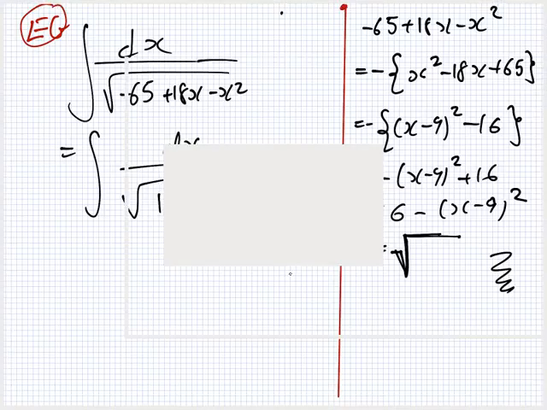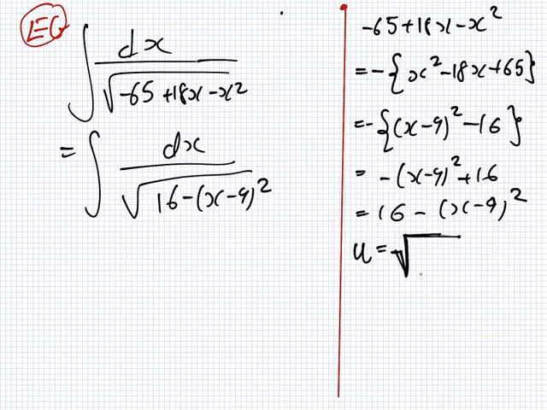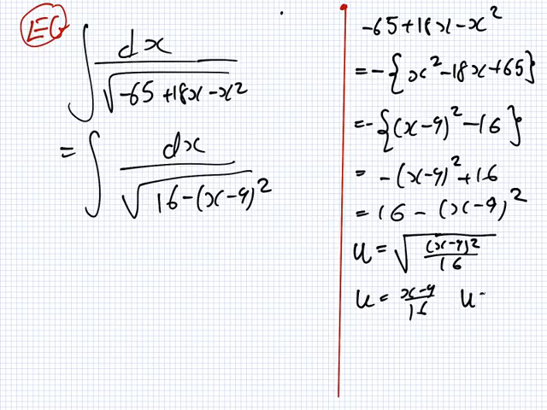There we go. Root x minus 9 squared over 16. So u equals x minus 9 over 16. So u equals 1/16 x minus 9 over 16. So that means du dx equals 1 over 16. So 16 du equals dx.